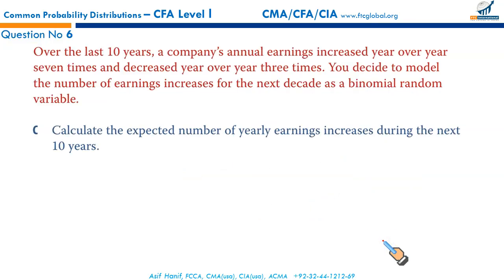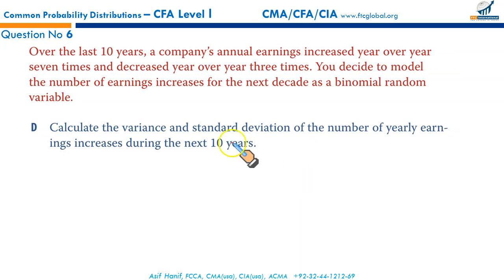Then next, calculate the expected number of years earning increase during the next year. EX, we have read the basics of this reading. It's basically NP. What is N? 10 years. The probability of success, that is 0.7. So 10 times 0.7 gives you 7 only. Right? C is done.